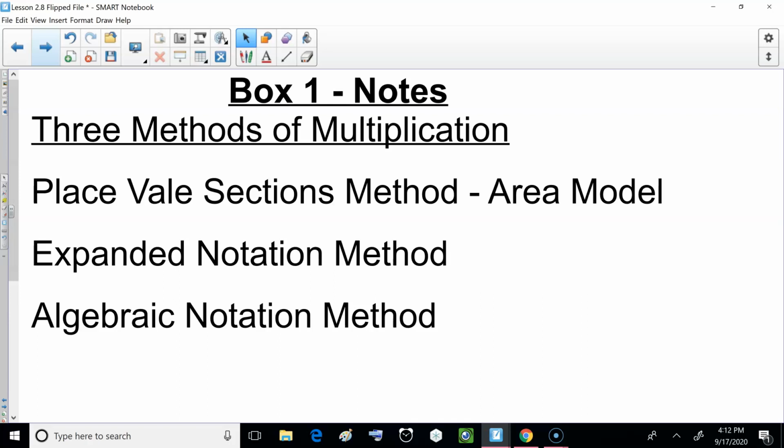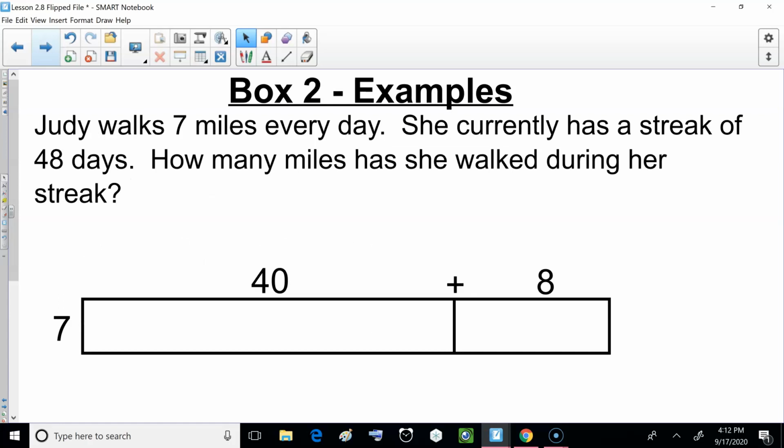So now we know the three methods of multiplication. I have to write this down because we've been practicing these for the last couple of lessons: the place value section method, the area model, the expanded notation method, and the algebraic notation method. Those are the three methods, and we're going to see them all in action today.